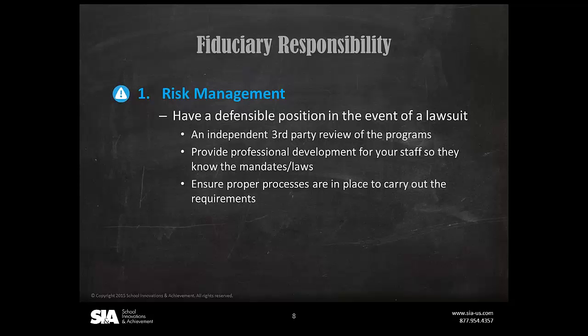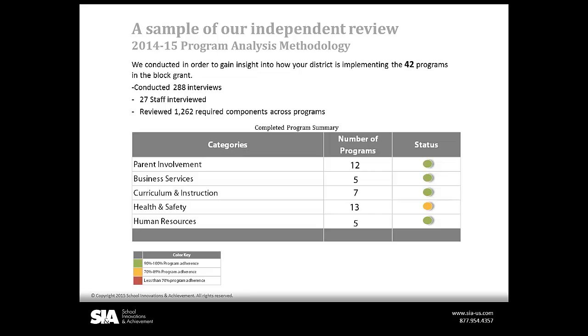Here's an example of what we provide our clients as a third-party review. We review all programs by conducting process interviews. The programs are divided into the 5 categories, as you can see on the screen. A green mark next to a category means that the district's doing well. The yellow mark would mean there's a couple of areas we need to look at, and a red mark next to a category would mean that this is an area of concern that we really need to focus on that category.